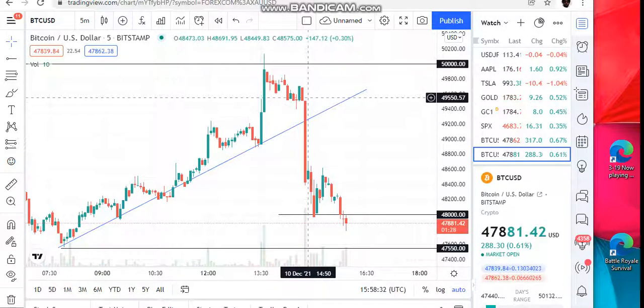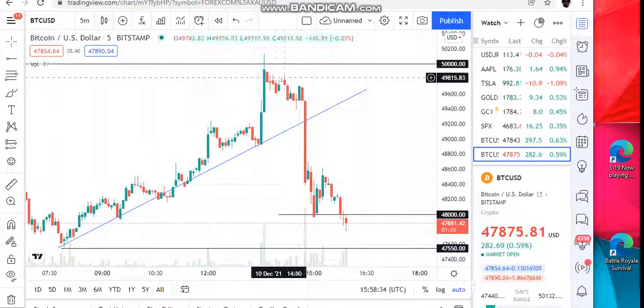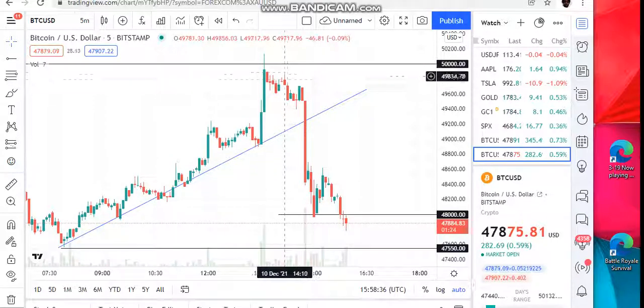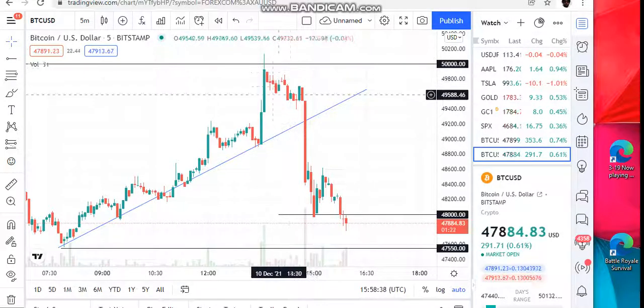Once it broke the uptrend, you can get in. I got in once I knew price was going to make a shooting star. It made a shooting star right here on the 5 minute.